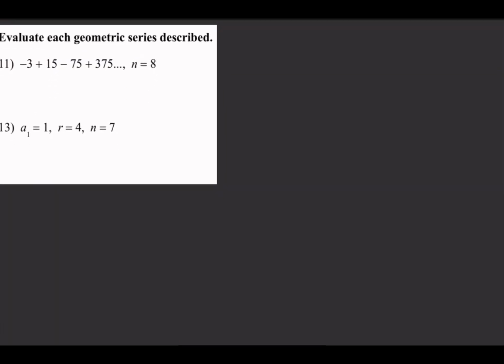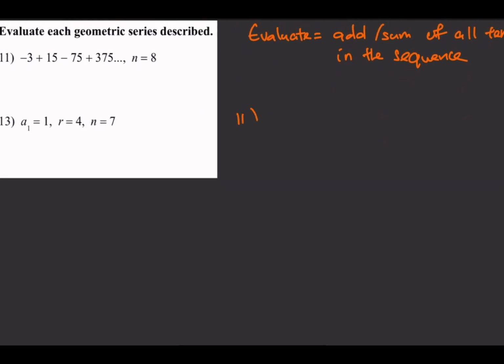Now, we want to evaluate each of the geometric sequences described. Right? In this case, evaluate means add up, or sum, all terms in the sequence. In this case, for question 11, we know the first term is negative 3, then 15, then negative 75, then 375.